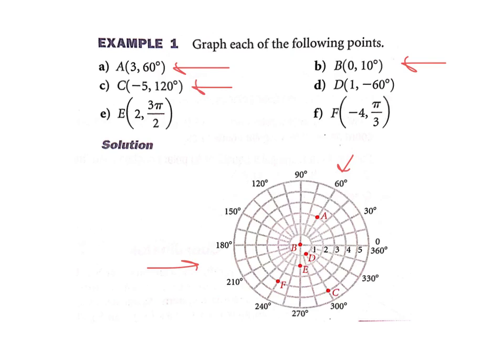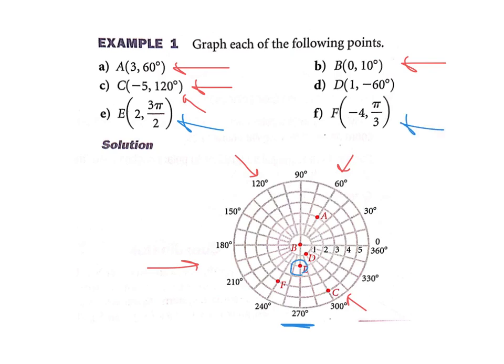So like C, (-5, 120 degrees). I'm going to go to 120. I'm going to go to the fifth circle. Radius is 5, but instead of going up here, because it's -5, you go the opposite direction. That's why C ends up being way down here at the bottom of the circle. Let me change colors here. E is (2, 3 pi over 2). 3 pi over 2 obviously is down here. That's the y-axis. And I'm going to go radius 2, which is right there. So that's why the E is down there.